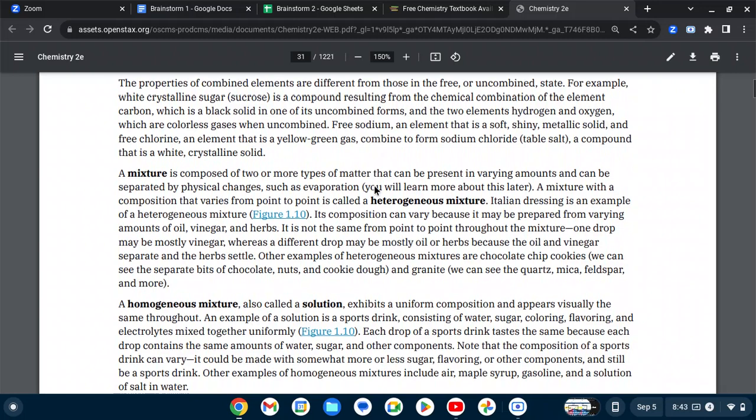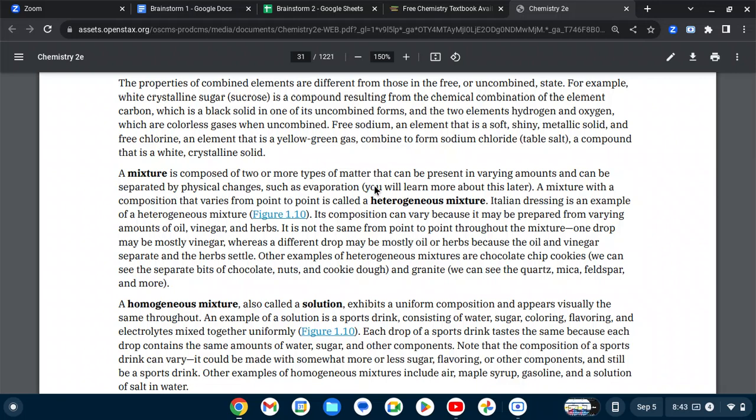The properties of combined elements are different from those in the free or uncombined state. For example, crystalline sugar is a compound resulting from the chemical combination of the element carbon, which is a black solid in one of its uncombined forms, and the two elements, hydrogen and oxygen, which are colorless gases when uncombined. Free sodium, an element that is a soft, shiny, metallic solid, and free chlorine, an element that is a yellow-green gas, combined to form sodium chloride, a compound that is a white crystalline solid.